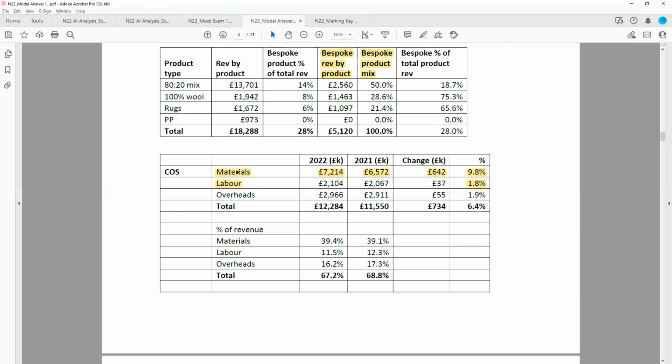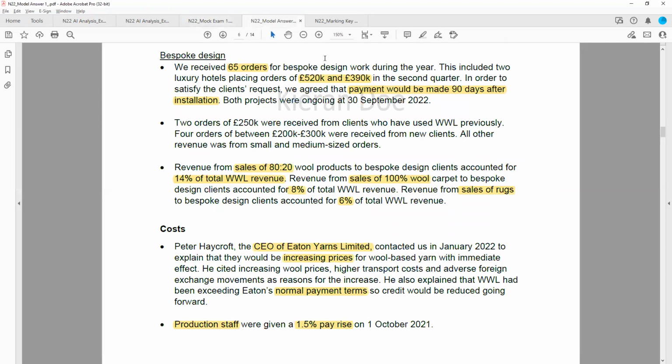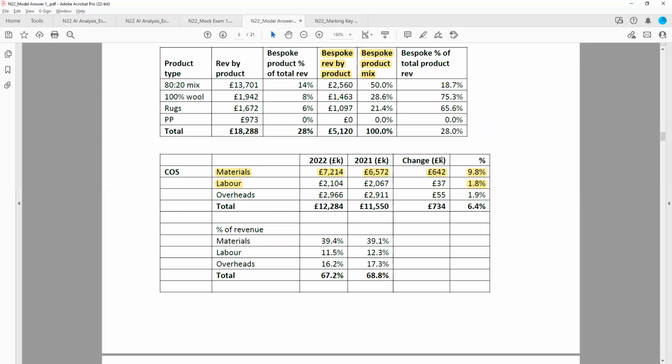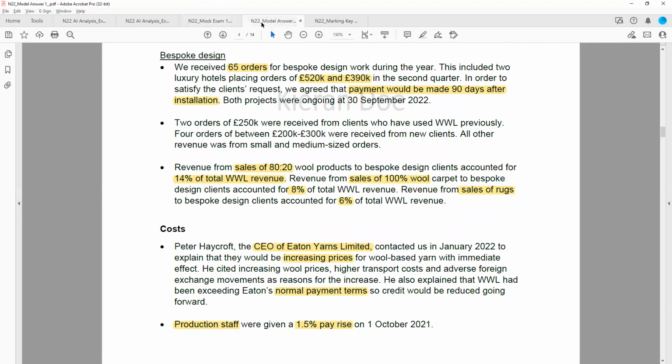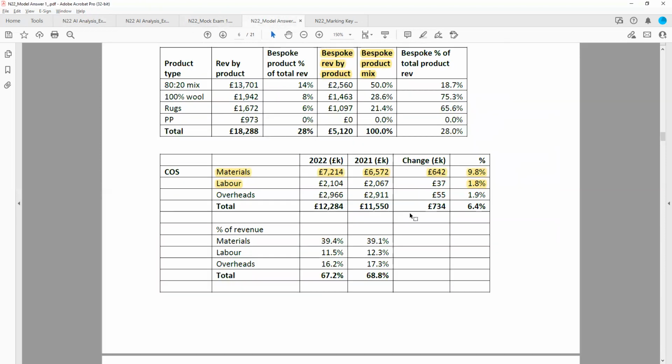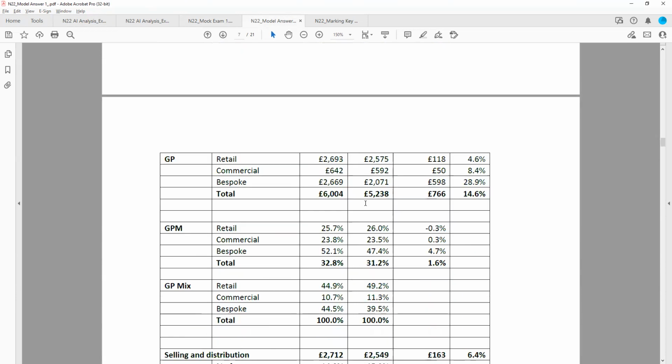I'd always focus on the ones which have got the biggest movement, and also the ones where there's a reason from the exam paper. So materials is both a big movement and has a reason from the exam paper. I'm definitely going to discuss that. Labour is not such a significant movement, but there's a reason in the exam paper, and we could tie overheads in with that as well. I could mention the percentage of revenue. We obviously thought about that in the AI class.